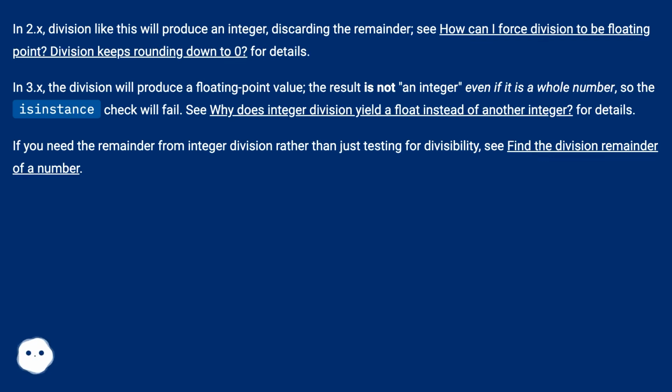The result is not an integer, even if it is a whole number, so the isinstance check will fail. See, why does integer division yield a float instead of another integer? For details. If you need the remainder from integer division rather than just testing for divisibility, see, find the division remainder of a number.